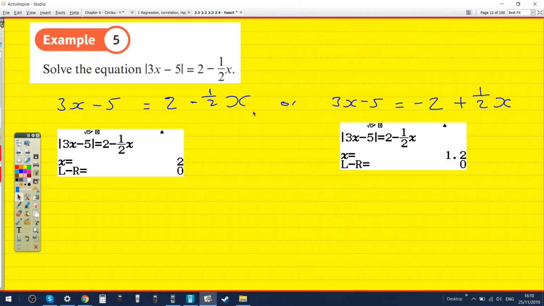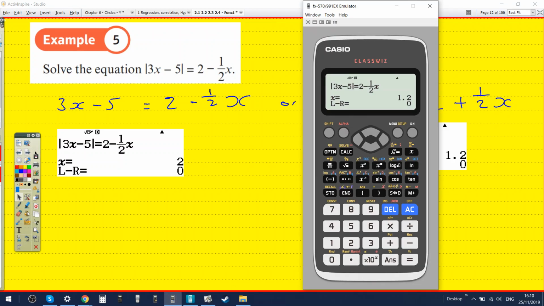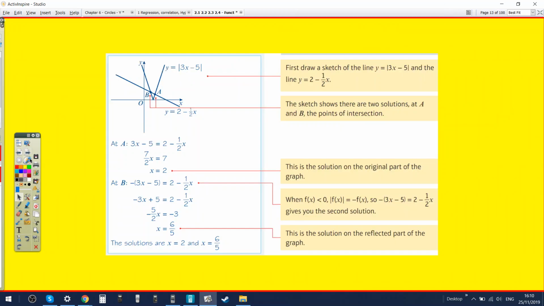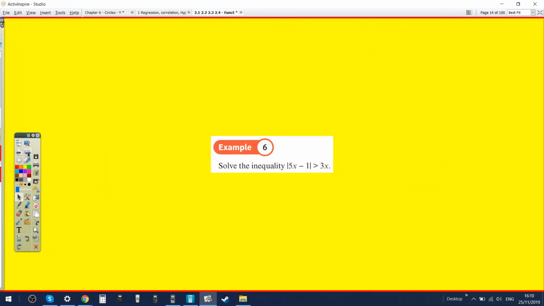So if you were really stuck, you could do that. I suppose you have to realize that there are two answers if you forgot about the whole plus or minus thing. But whichever. I find this way a bit quicker, but it's all good. 2, and they said 6/5. Same thing.